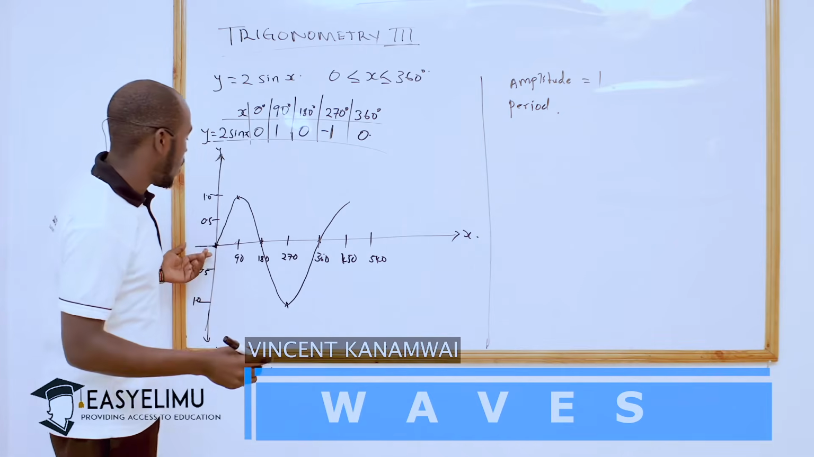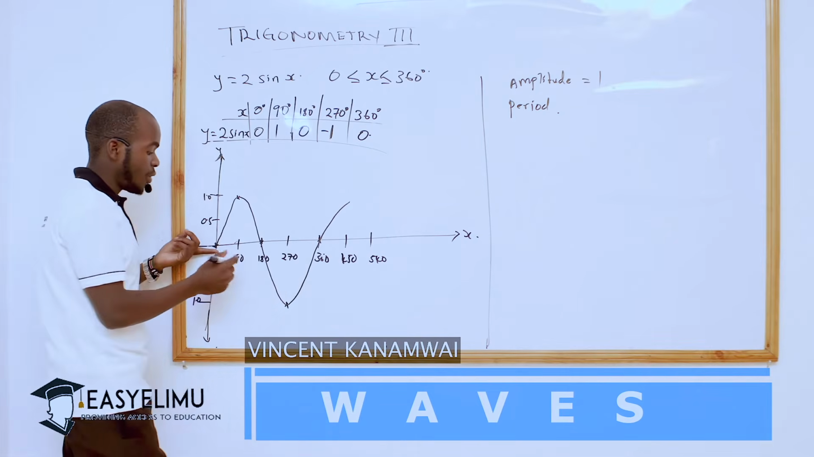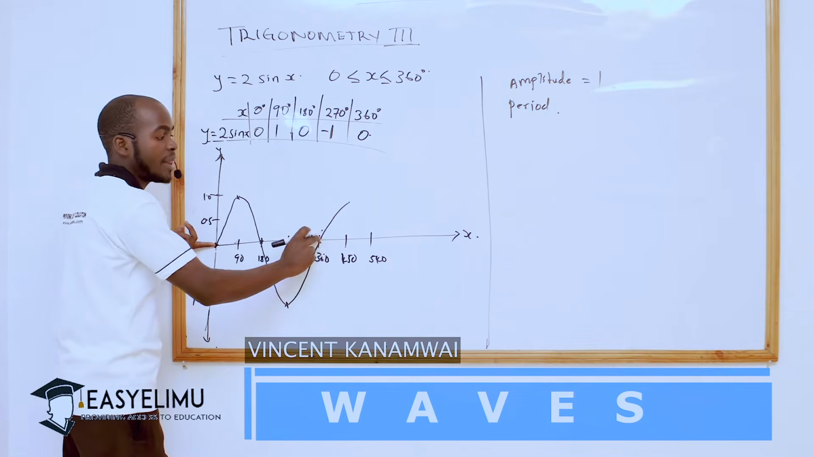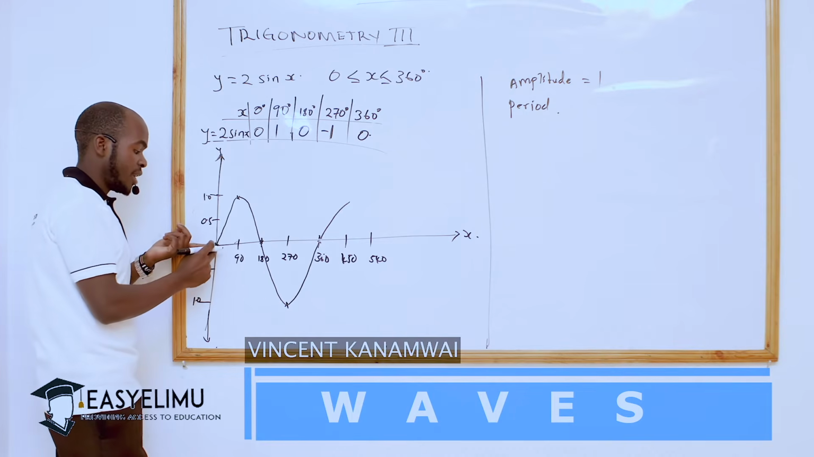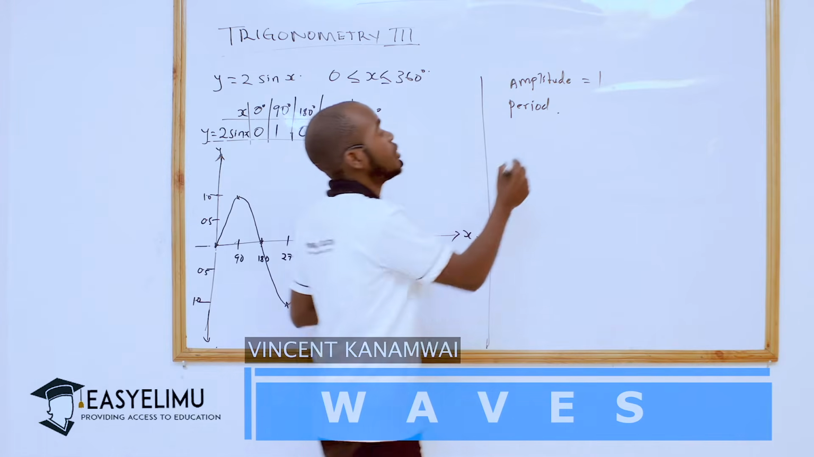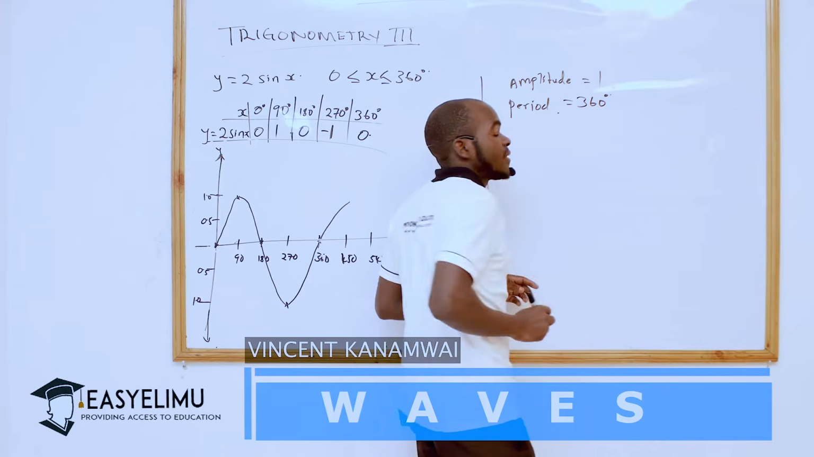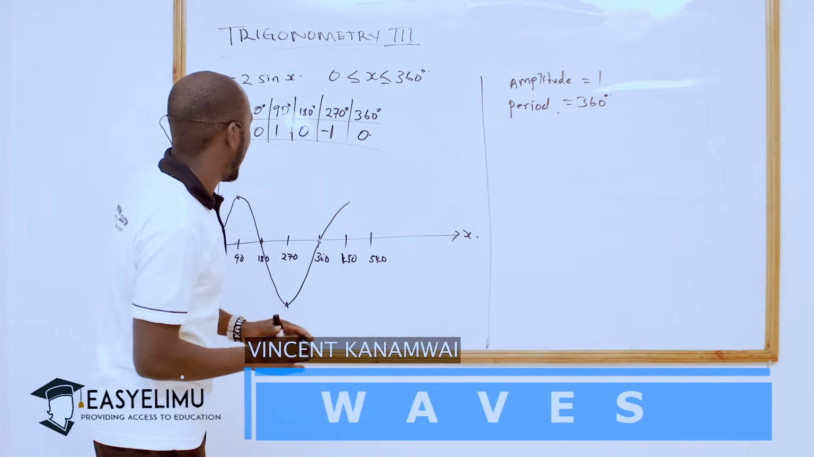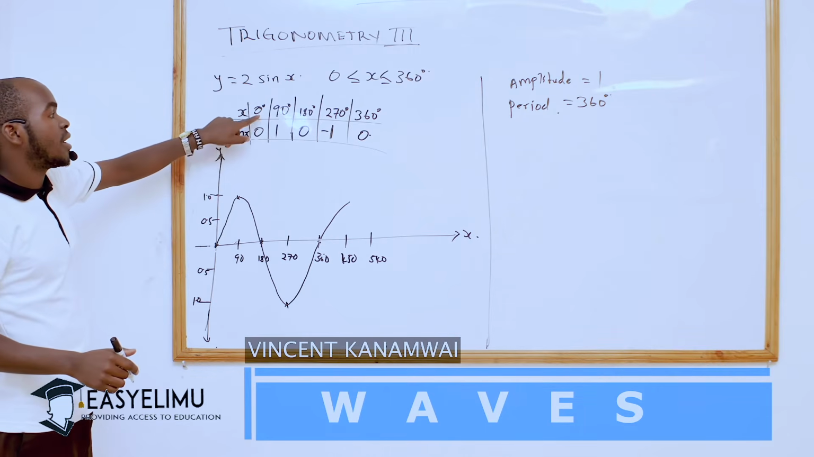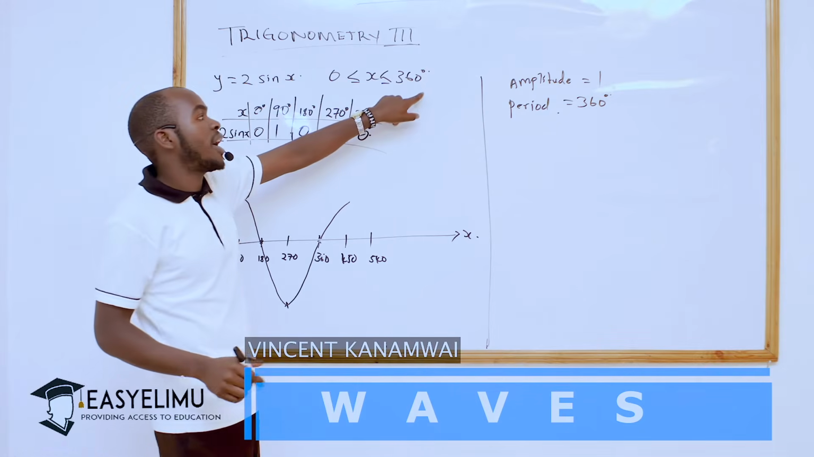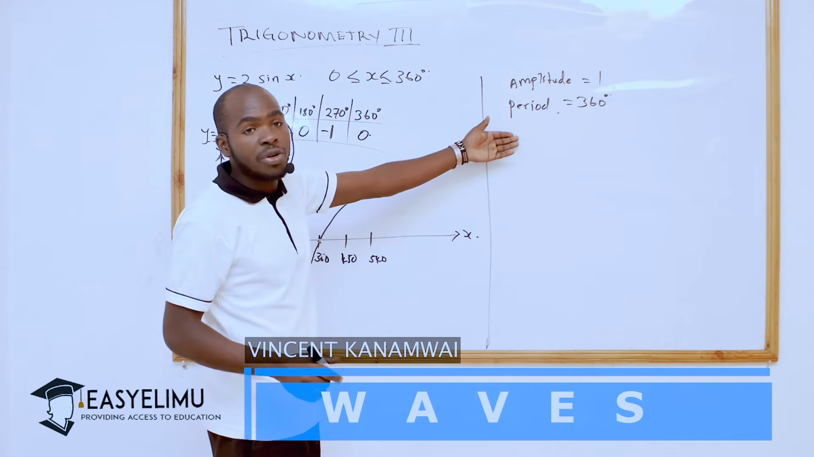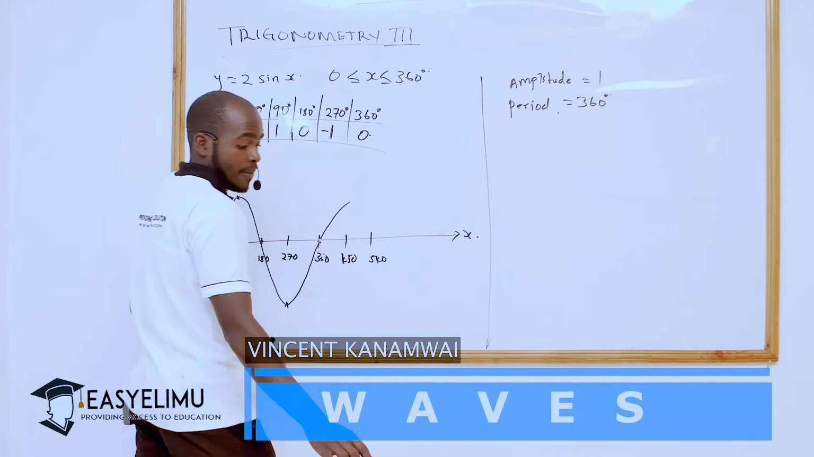And our period here is the interval at which the wave starts to repeat itself. If you start from this region, you will move until that region, and then you start repeating yourself. So from 0 degrees to 360 degrees, that is our period. Our period here is 360 degrees. We have identified our amplitude from y equals sine x, whereby x starts from 0 degrees to 360 degrees, and by drawing we find the amplitude as 1 and the period as 360 degrees.